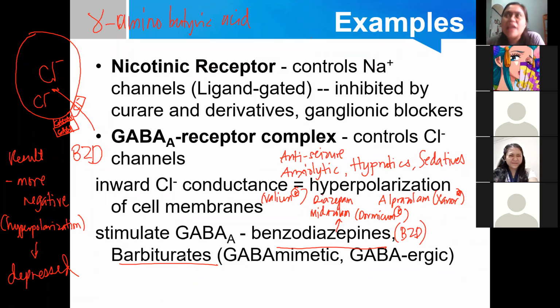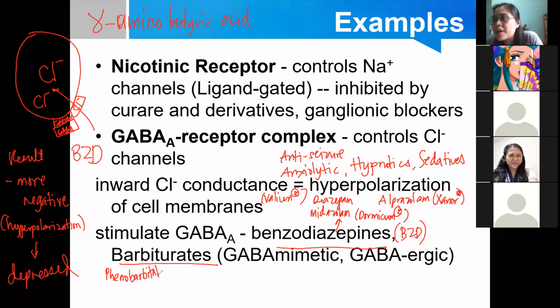Or if GABAergic, they will stimulate GABA. Okay. In other words, these are what we call sleeping pills. These are the benzodiazepines. An example of a barbiturate class is phenobarbital. So, what is it? Anti-seizure, it can be anxiolytic, hypnotic, or sedative. So in layman's terms, sleeping pills. Okay? Yes, we can really give them for people with insomnia.